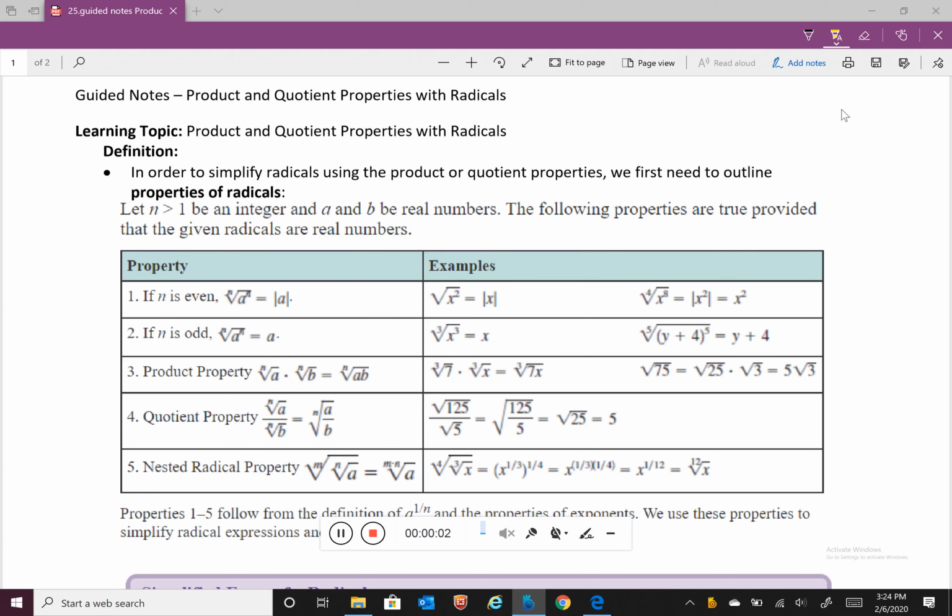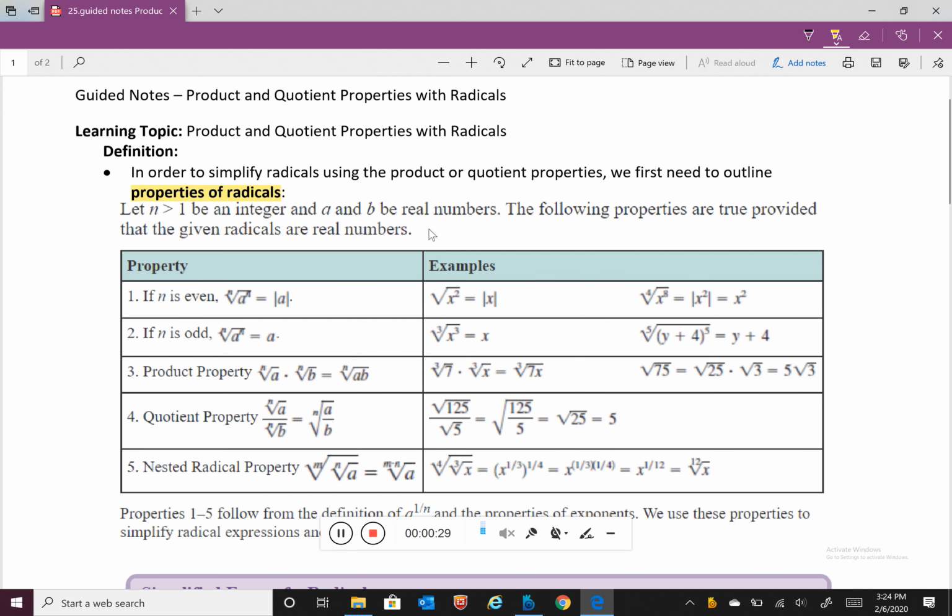We will focus on the product and quotient properties with radicals. But in order to simplify radicals using these two properties, we first need to outline properties of radicals. So we're going to let n be greater than 1 and be an integer, such as 2, 3, 4, etc. And a and b are any real numbers.